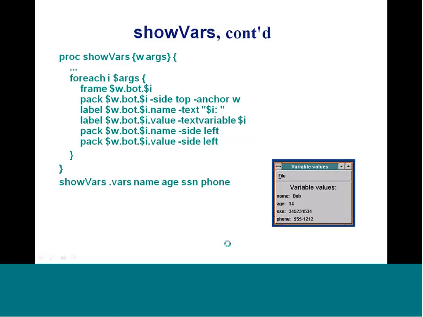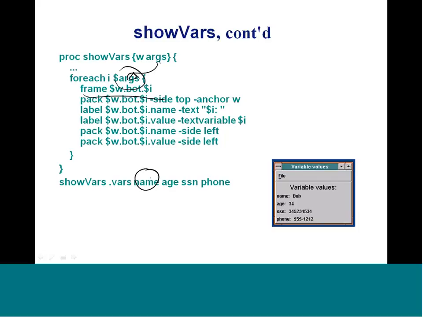So now the main thing is the showers, we need to display the names, age, social security number and telephone. For that we again describe a few more. When we read the args, this is where the args are coming in, and then we are going to expand that. So for each of those arguments we define the frame, which is the same as the argument.